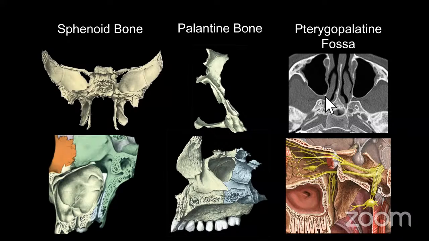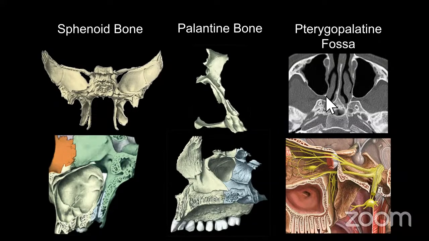So the palatine bone is just going to be anterior to this. This is the palatine bone right here. And these are the pterygoid plates, which are located more posteriorly. When we look at our cross-sectional imaging, this is part of the pterygoid plates posteriorly. This is part of the palatine bone, or just lateral to the palatine bone, which is going to be anteriorly. And this little fossa right here, located between the pterygoid plates and the palatine bone, is the famous pterygopalatine fossa.